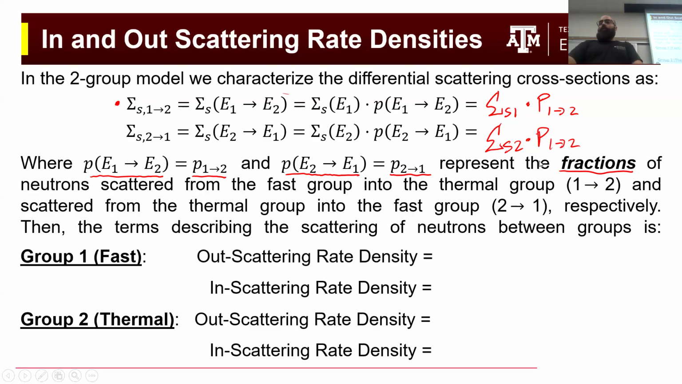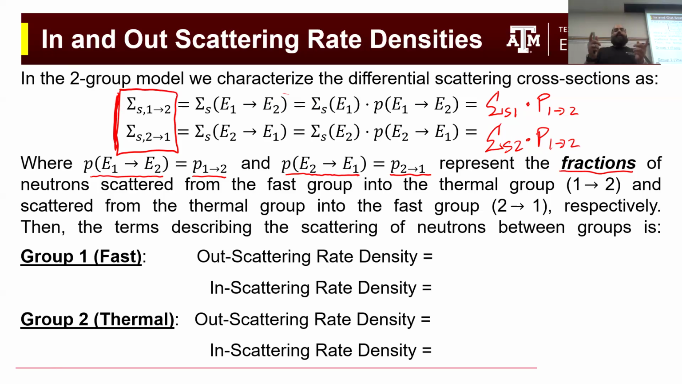This quantity right here, and this on the left, is the shorthand that we're going to use to categorize the scattering reactions. It's a scattering cross section with units of inverse centimeters, and it includes that fraction of neutrons that go from group 1 to group 2, and also the fraction of neutrons that go from group 2 to group 1.